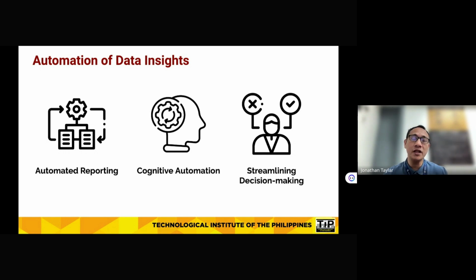On the other hand, cognitive automation involves the use of AI technologies such as natural language processing, machine learning, and cognitive computing to automate cognitive tasks that typically require human intelligence.